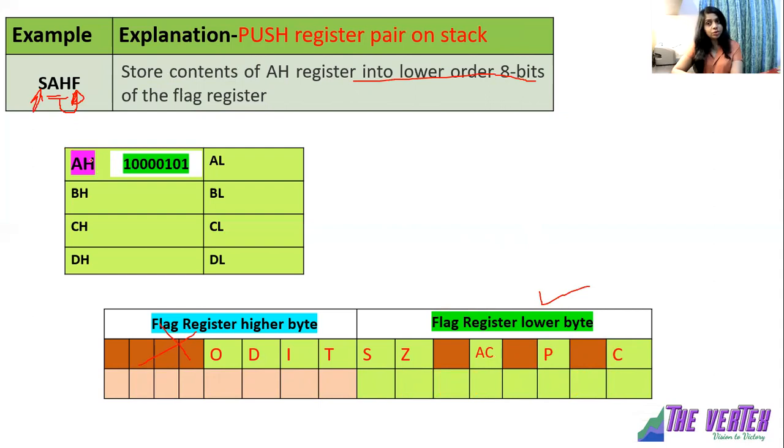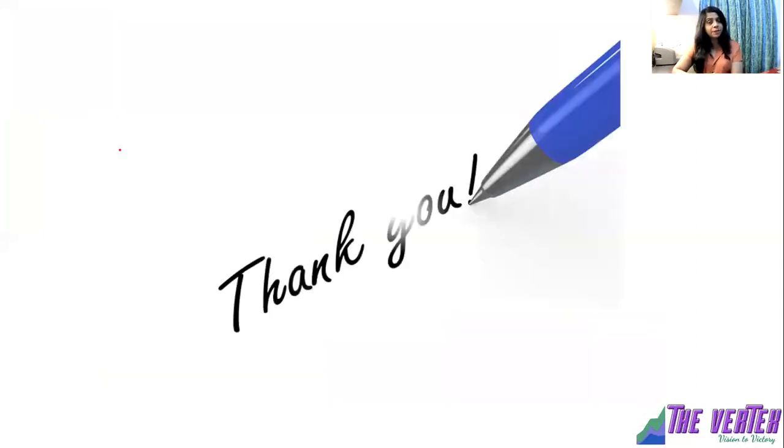Let us assume that AH is holding this data, 10000101, already stored in the AH register. When we execute the SAHF instruction, it will transfer data from the AH register to the lower byte of the flag register, and the flag register will hold this data like this. So it was all about load and store instructions of the 8086 microprocessor. Slightly critical but very important instructions.